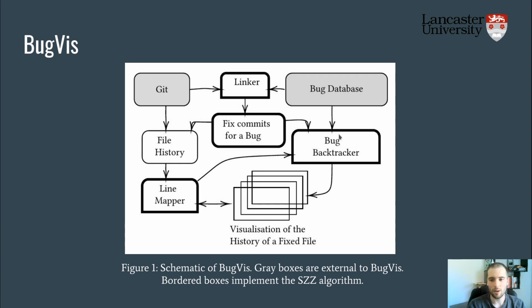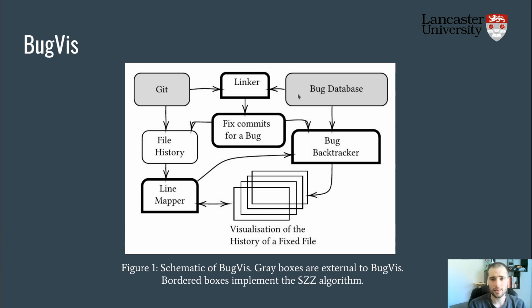And then line mapper and bug backtracker will be capable of identifying which lines are problematic or which lines introduce the fix to the fault, and then follow back these lines all the way through the history to identify which lines were involved in the fault, and it will differently signify which changes to code are because of faults, or which are just changes that happen during the evolution of a file.